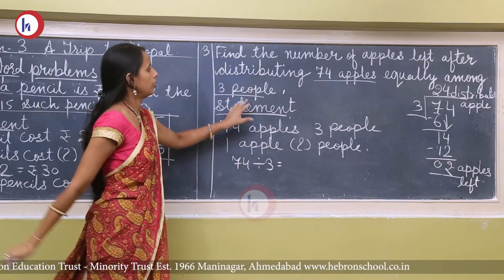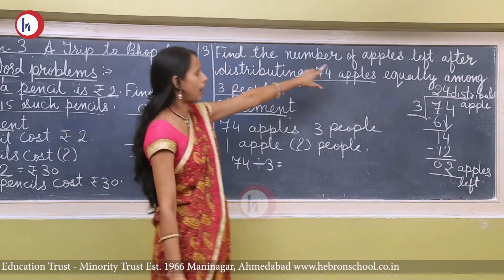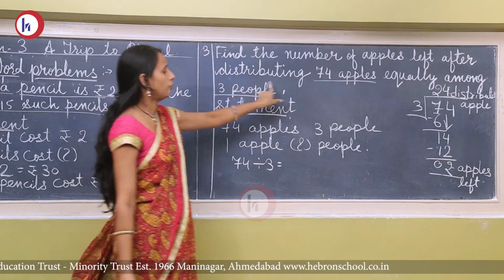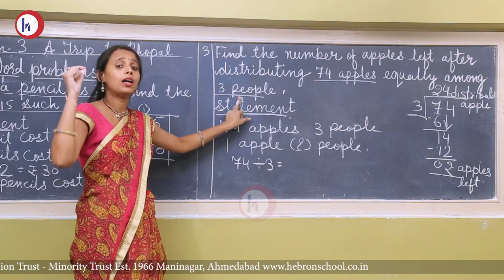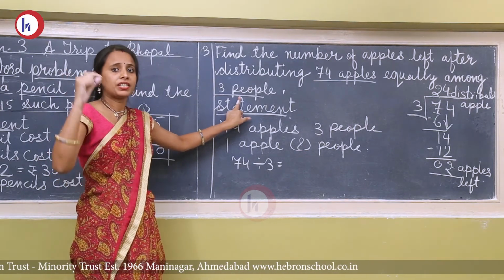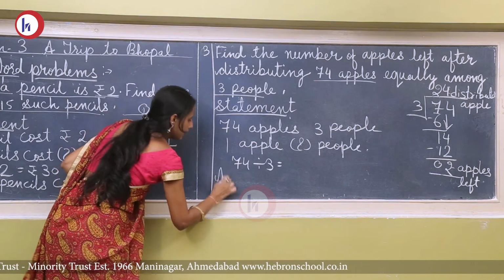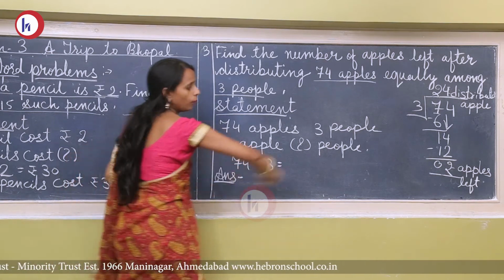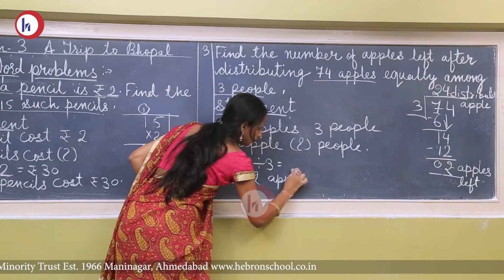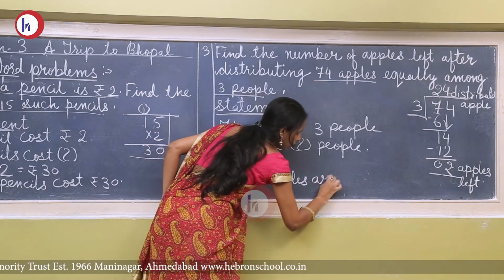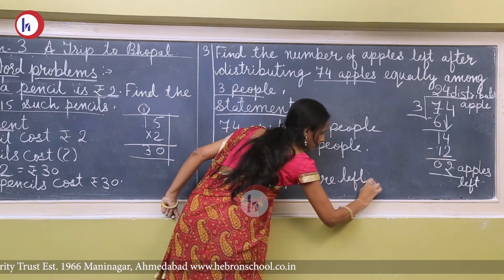Okay, what is the question? Find the number of apples left after distributing 74 apples equally among 3 people. So we have to find out the number of apples which are left. So answer is, how many apples are left? 2. 2 apples are left.